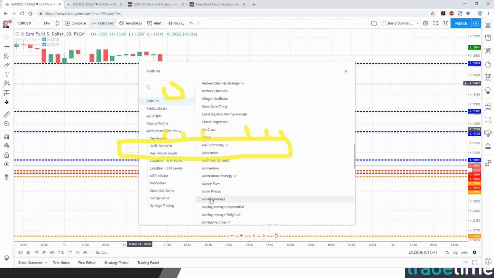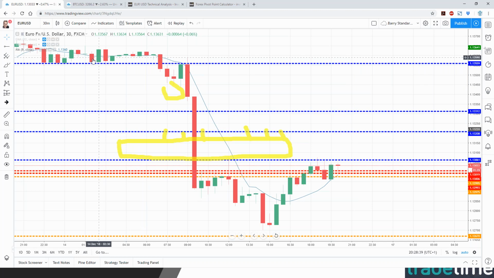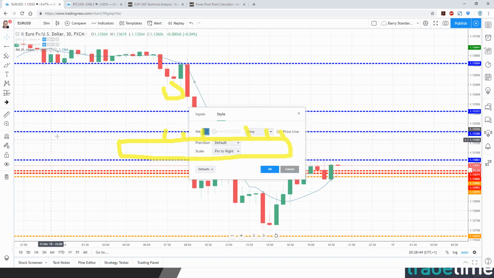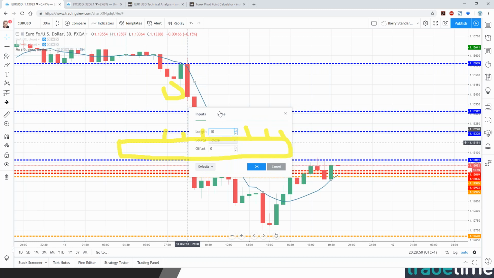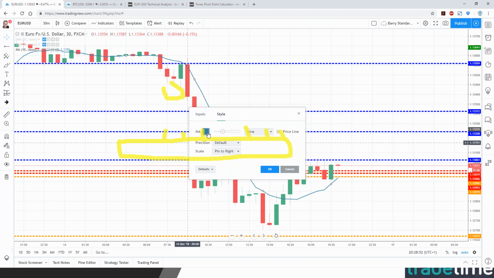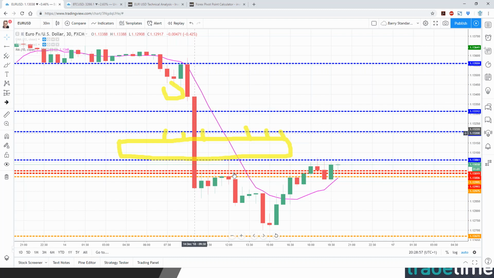On our chart, let's make that moving average. We'll use a 10-period moving average, and let's make it purple. So we then have our moving average line, which will help give us support and resistance lines.